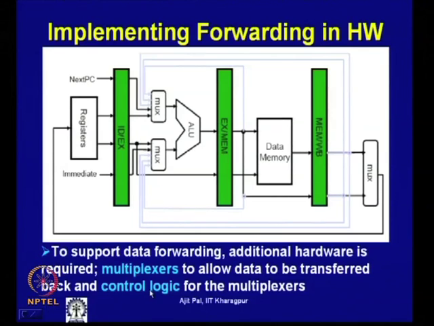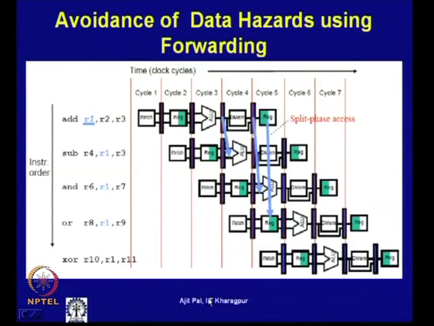So, this is how forwarding is done. This is also called bypassing, because we are bypassing reading from the final register by reading from different pipeline registers, where the intermediate values are temporarily stored. Okay, this is forwarding. Now, this particular diagram shows how forwarding is helping in overcoming data hazards.